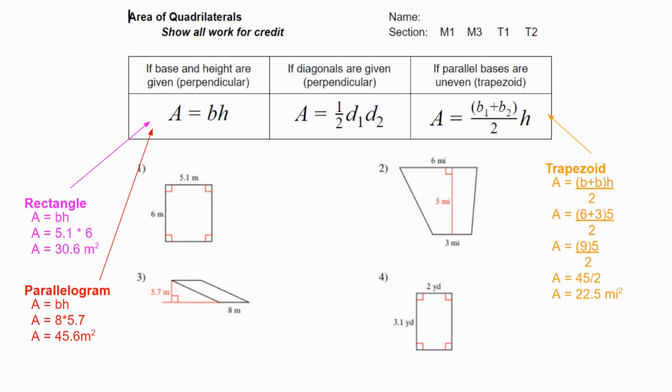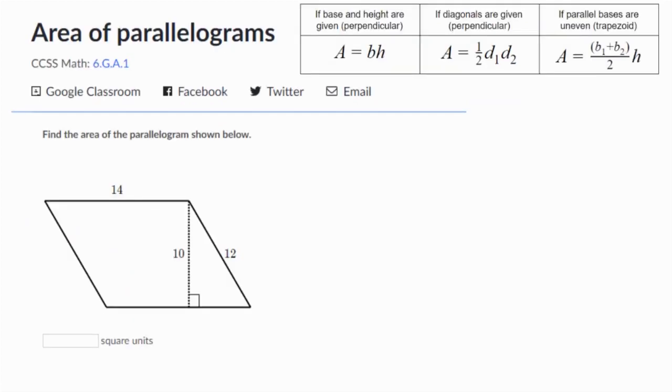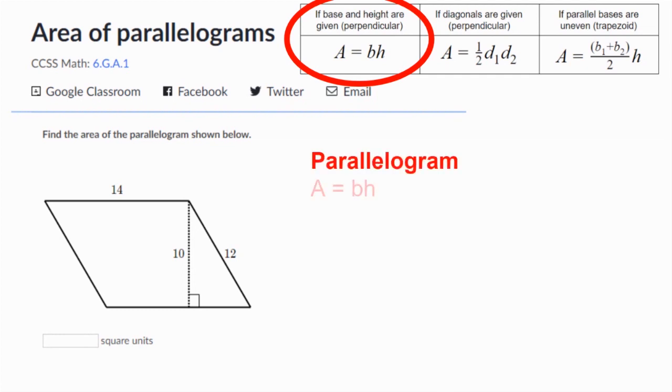So 45.6 meters squared. On Khan Academy, a picture will look like this. You know it's a parallelogram, so we're going to use A equals BH. The base is 14, and the height has to form a 90-degree angle with it. So the height in this case is 10, not 12. 12 is a side length. So 140 square units.